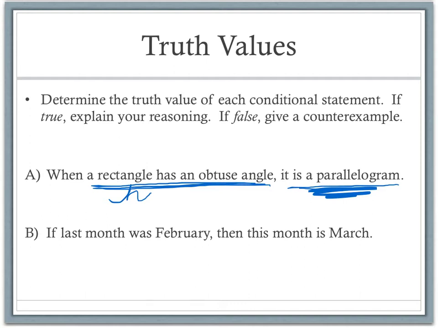Letter B. If last month was February, then this month is March. When we look at this, the hypothesis is that last month was February. The conclusion is this month is March. If last month was February, and that's a true statement, then our conclusion is true as well, because the month of March follows the month of February. So this month is March, which is a true statement, since March follows February.